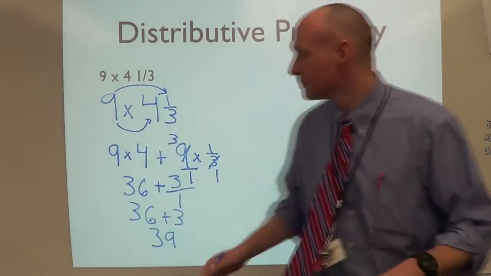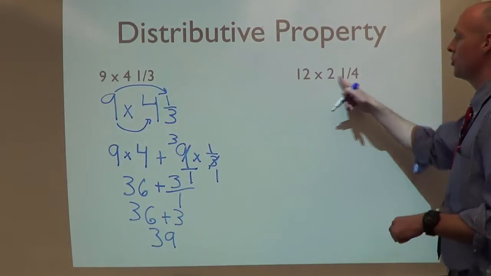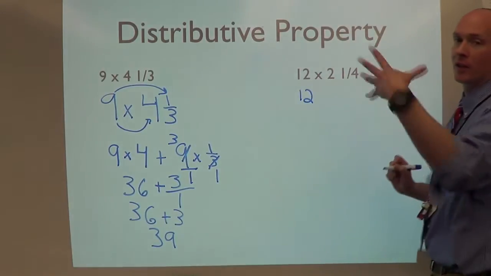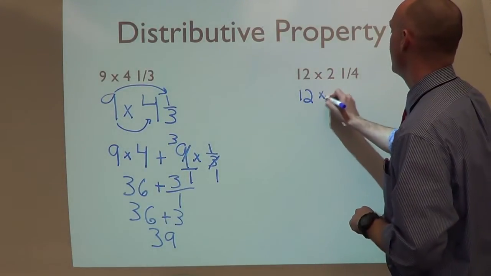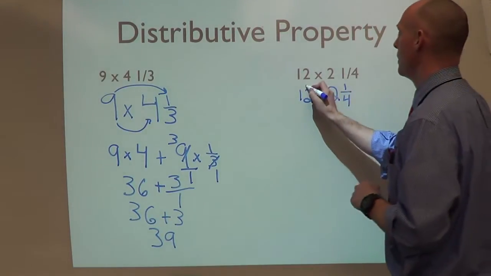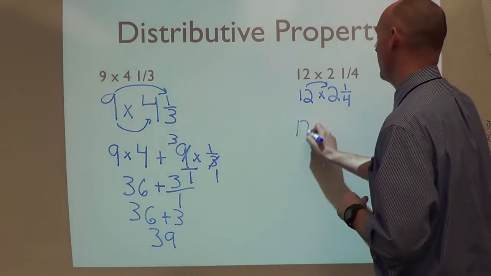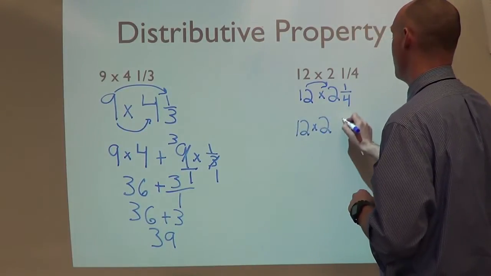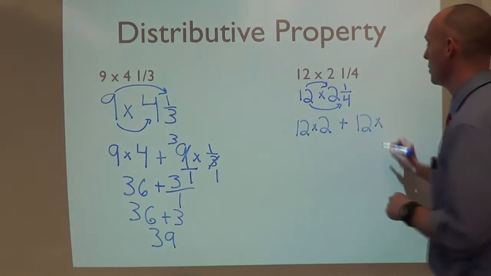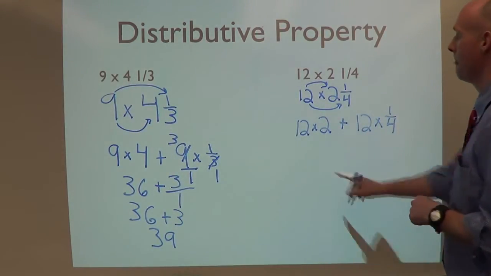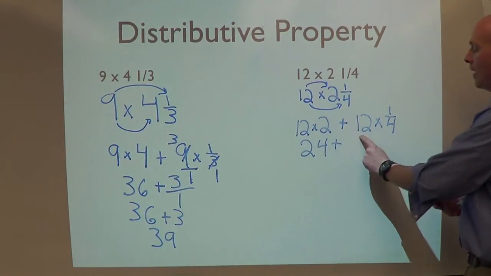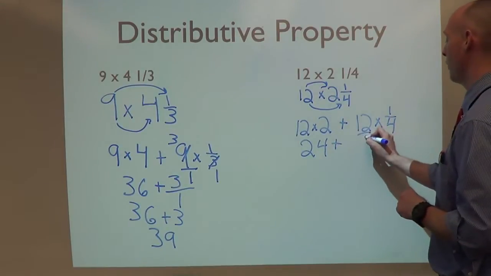Let's try another one. Here I have 12 times 2 1/4. Again, I don't like the way that 2 1/4 looks, so I'm just going to rewrite it. 12 times 2 1/4. Let's distribute. It's really 12 times 2 plus 12 times 1/4. 12 times 2 is 24 plus 12 times 1/4. I just put 12 over 1.